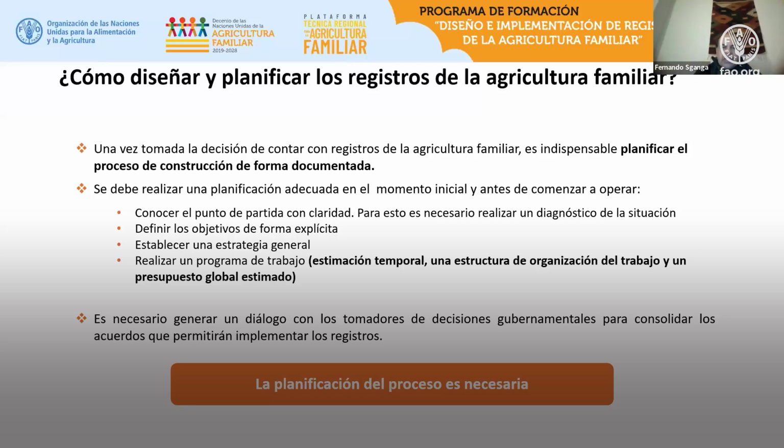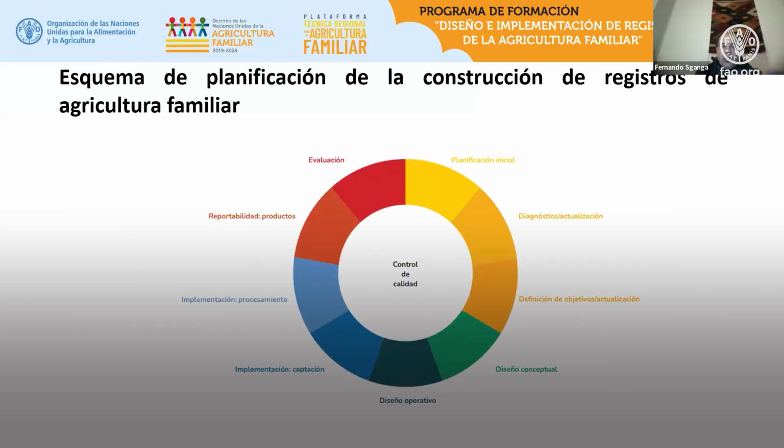We need to know our current situation, the starting point. We have to set the goals explicitly, set the strategy, and carry out our working plan: time allocation, work organization, and the budget. These need to be validated with the authorities, with the decision makers. And this dialogue lets us know how much it will cost. The cost depends on what we want, and depending on what our goals are, how long it will take. That's part of the structure and how we're going to organize. This has to be written down. This document has to be then validated, and with that, we'll go into a general planning process.